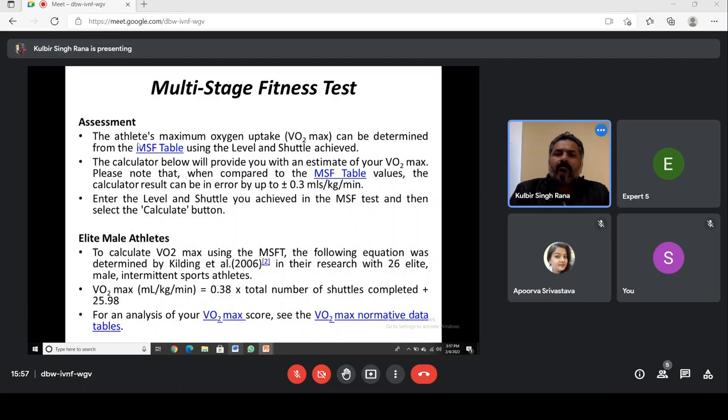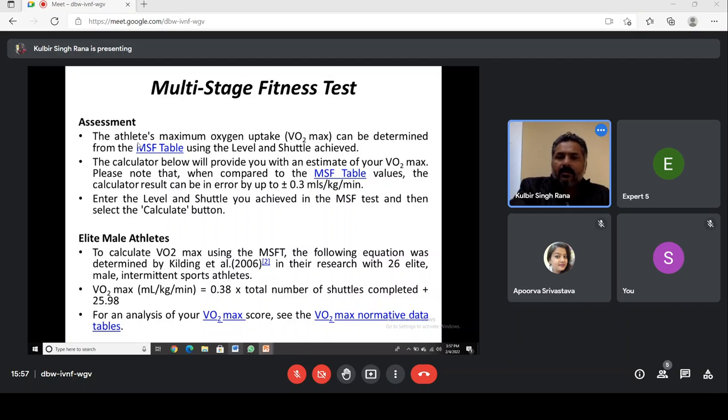Okay, then what we assess from the MSF test is VO2 max, right? That can be determined by certain formulas given by the MSF test committee or by the scientists, right? There is a table provided in which there will be calculation or some formulas given on how to calculate the VO2 max from the above result, right?